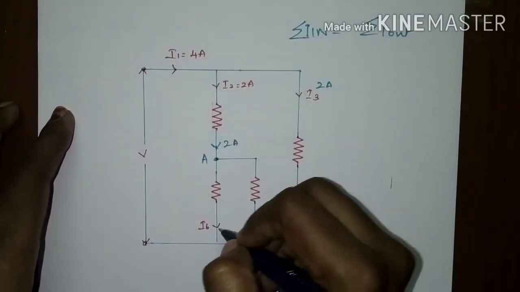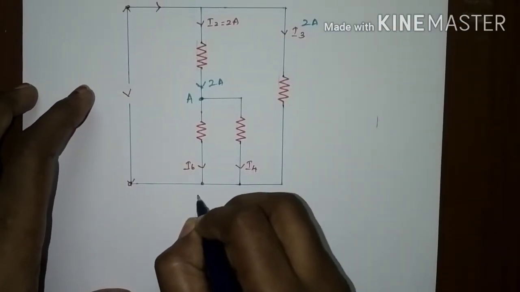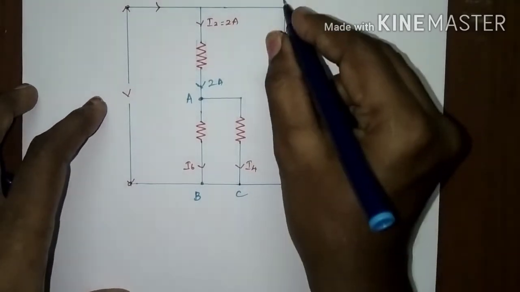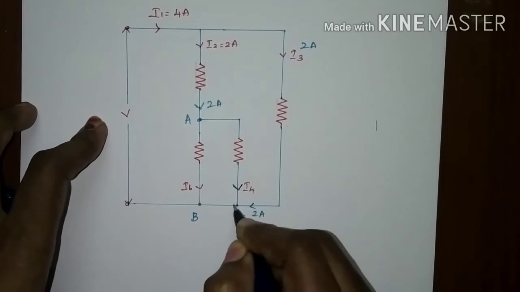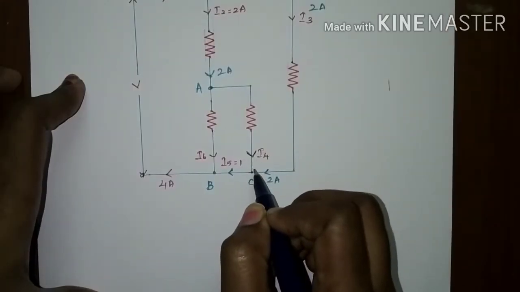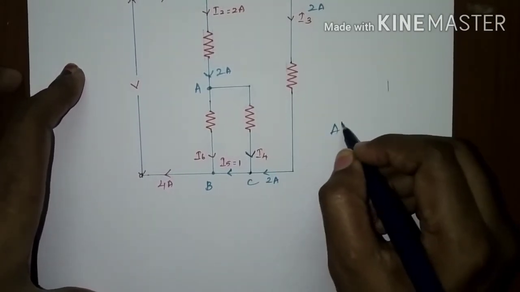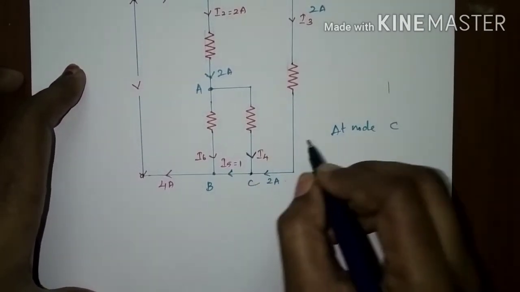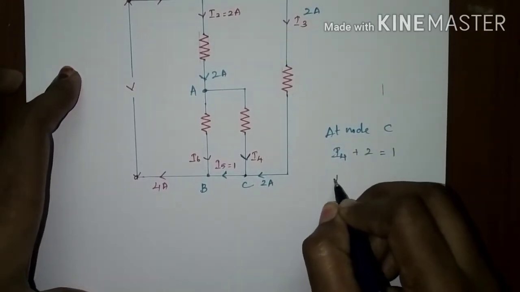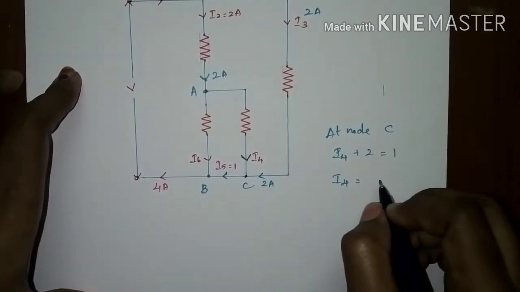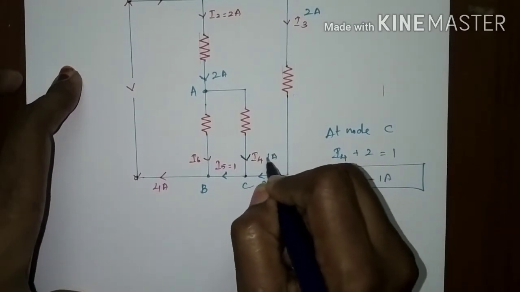We need the values of I6 and I4. Assume these nodes as B and C. At this node, I3 is incoming as 2 ampere, and we don't know the value of I4. So at node C, the sum of the incoming currents I4 plus 2 is equal to 1. The value of I4 is minus 1 ampere. So I4 is minus 1 ampere.